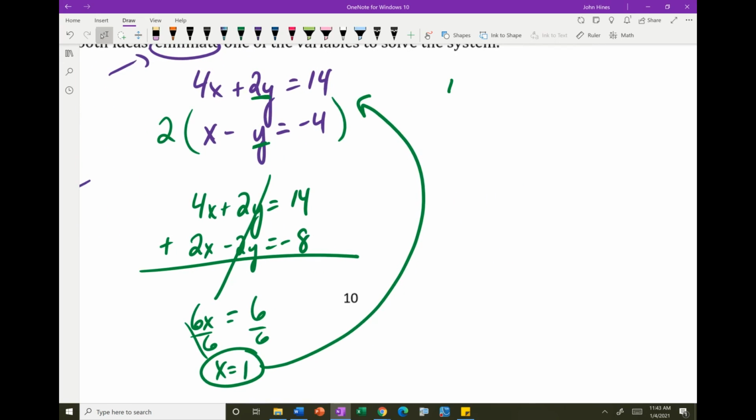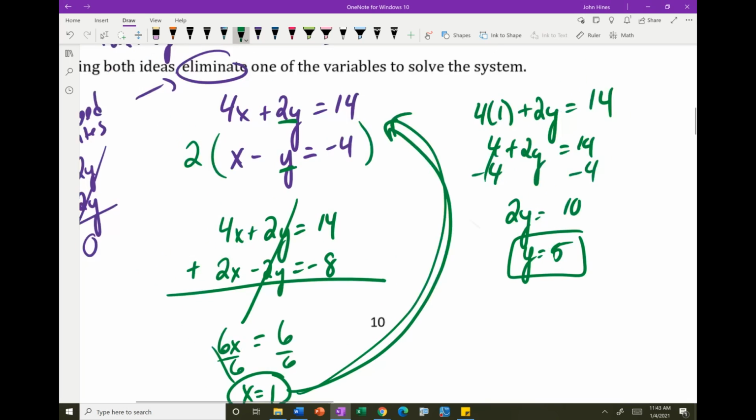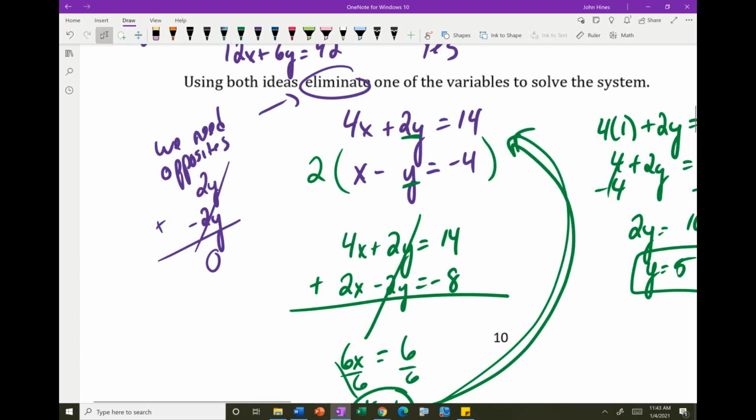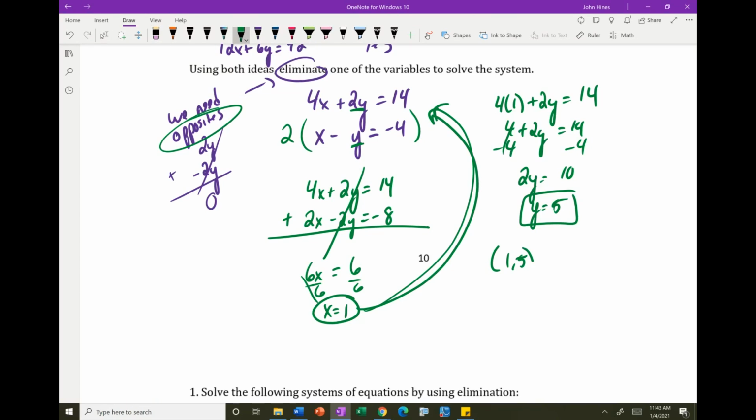I've got to plug it back in. 4 times 1 plus 2y equals 14. 4 plus 2y is 14. And now I'm just solving this nice two-step equation here. And I get y equals 5. So just like substitution, you've got to plug back in to get the answer. But with elimination here, it's a little bit different process. You're not plugging something in for something else. You're rigging it up. You're setting it up so that you have opposites that add to 0. And then you can smush the equations together through adding, and you're good to go. So the solution here is 1, 5, which we knew 7 minutes ago.